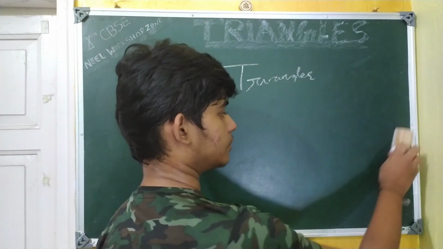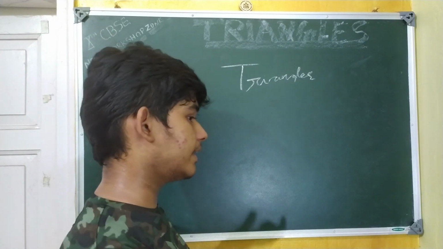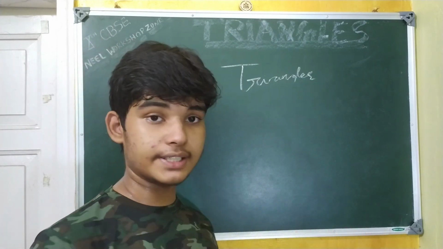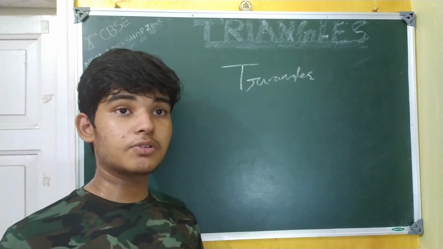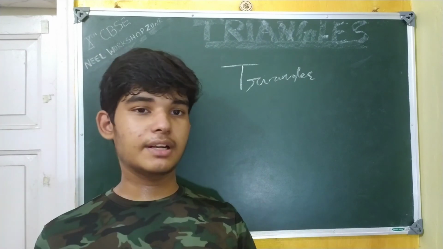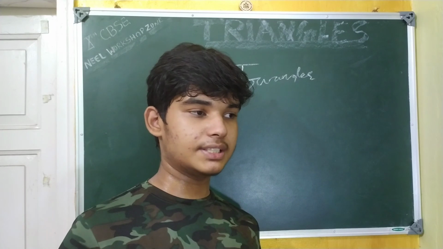Next was the obtuse angle triangle. In an obtuse angle triangle, one angle should be above 90 degrees and below 180 degrees. That's also the definition of an obtuse angle. So an obtuse angle triangle must have one angle which is above 90 and below 180, and the remaining must be acute.